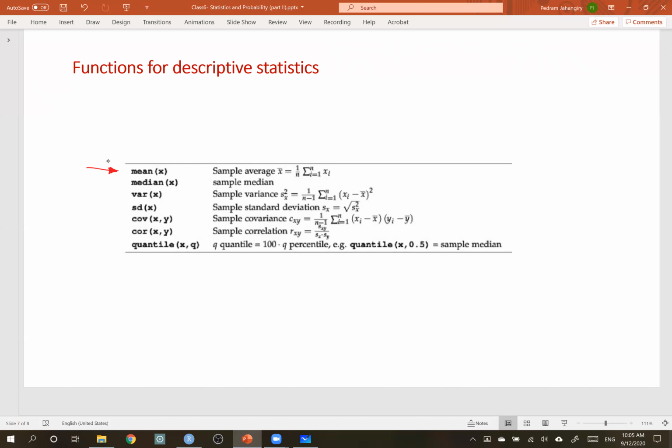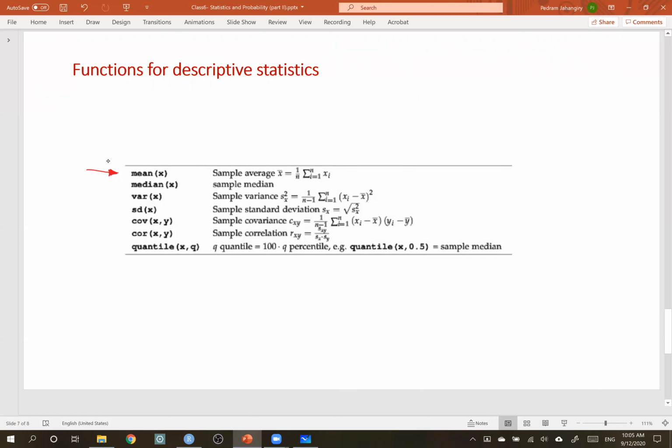So if you want to take the average of x, the function is mean. For the median, the function is median, right? So these are very straightforward. For variance, the function is var. Standard deviation, the function is sd. Covariance between two random variables is cov, and correlation between two random variables is cor. And for the quantile, the function is called quantile. Okay. And I'll give you examples of these things when we get to R.